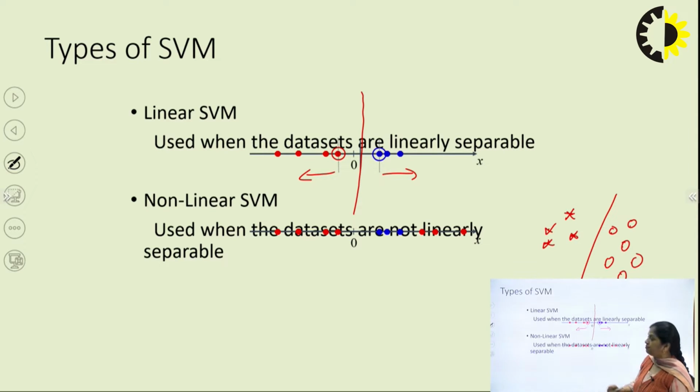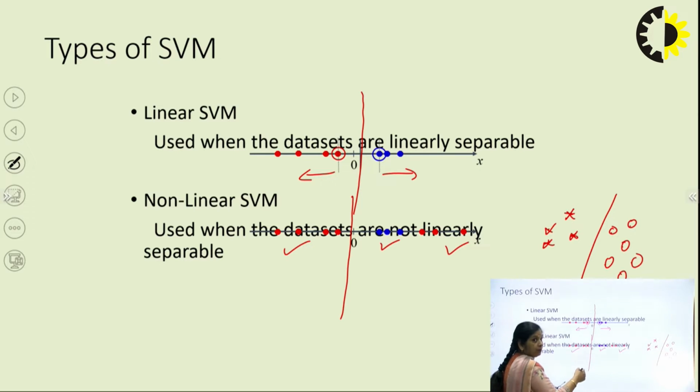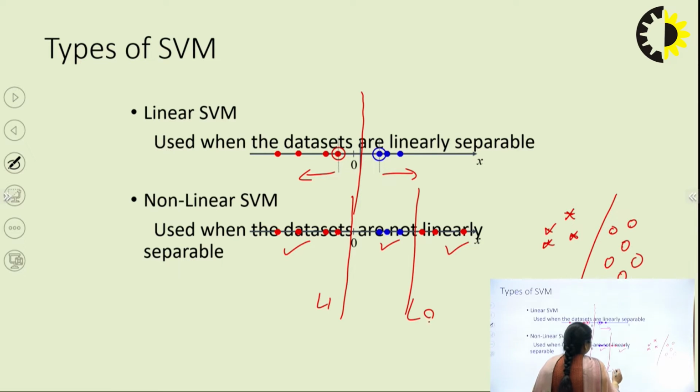Now, if we consider this particular example, here we have some red objects, then some blue objects, then again some red objects. Red, blue and red. And when I draw a boundary, I am not able to segregate red objects from blue objects. Let me say this is linear boundary 1. If I take another boundary, that is linear boundary 2. So what I am finding here is, on the right side I have red objects, but on the left side I have red as well as blue objects.